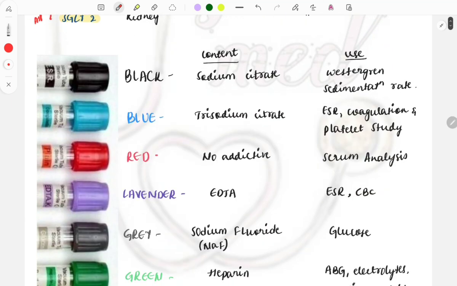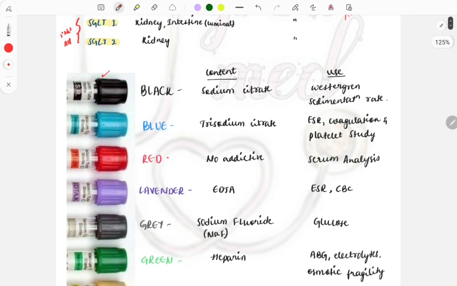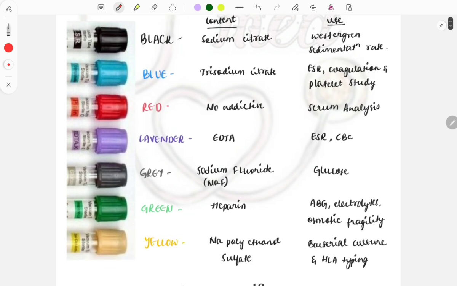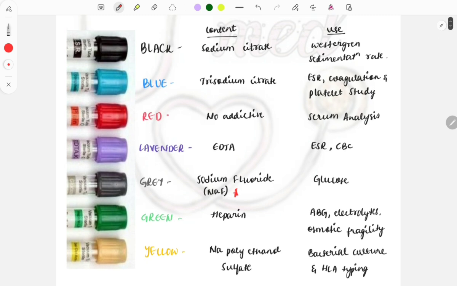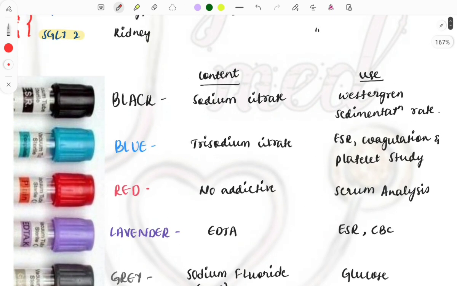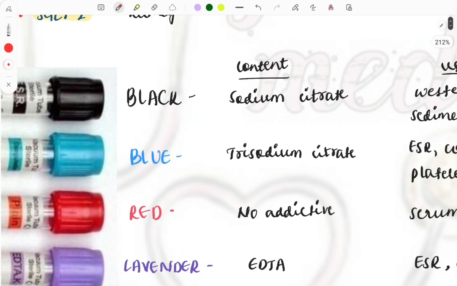Then moving on to another very important topic, the vacutainers, and questions have been repeatedly asked nowadays in FMGE. They can give either the image or just ask about the content or the use. I think in the recent Jan 24 exam they asked about sodium fluoride, the gray one. If you want to test blood glucose, you use the gray color, and the content or additive name asked was sodium fluoride. Then we'll discuss one by one all the things which you must know.